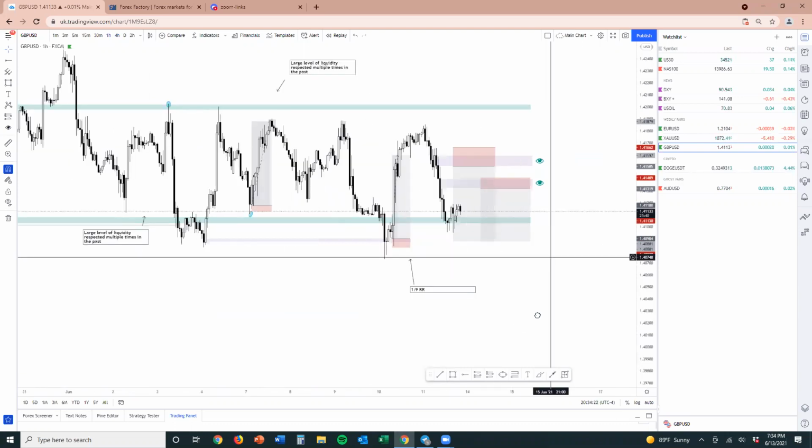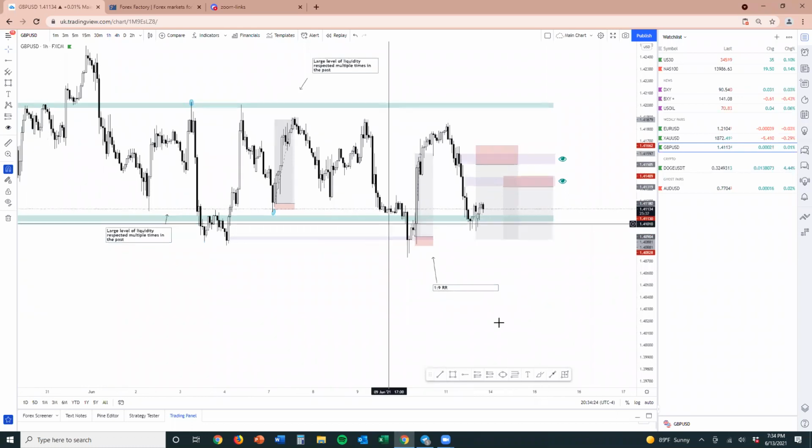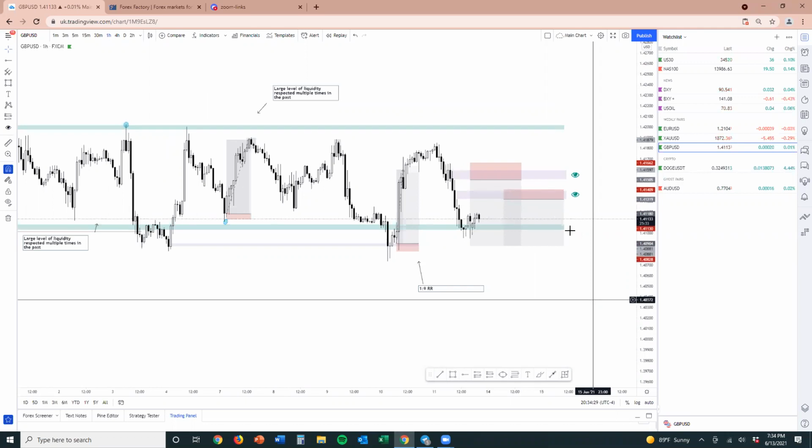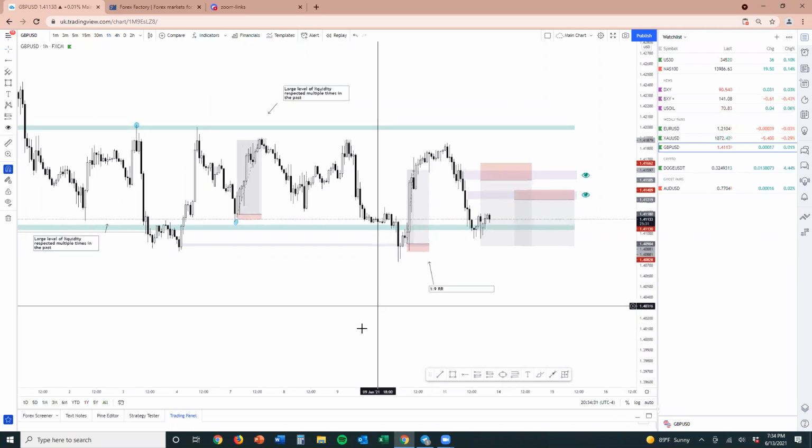If y'all have any pairs that y'all want me to look at, y'all can just call them out and I can go and mark those up for y'all and look at where I'm looking for them to go this week.